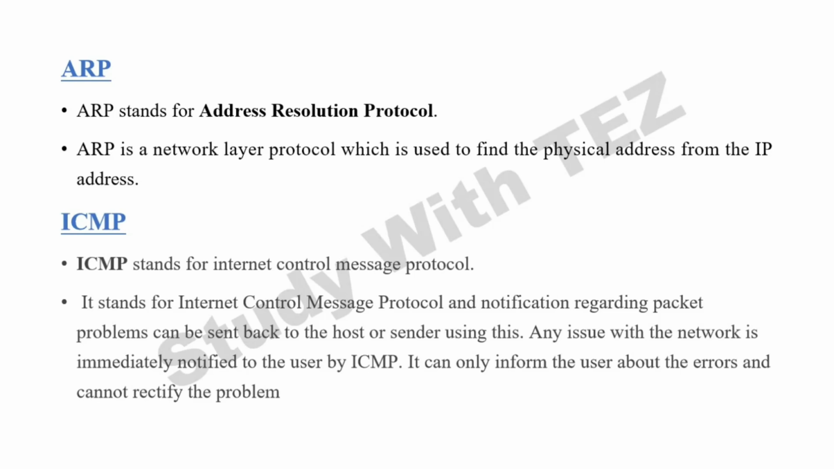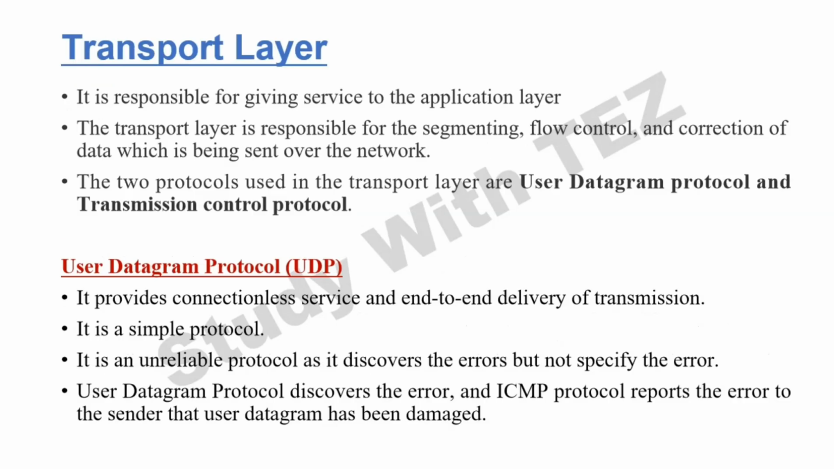Next is the transport layer protocol. Basically, it is the fourth layer, and it is responsible for giving services to the application layer, in which any lower layer provides services to the higher layers. The transport layer is responsible for segmenting, flow control, and the correction of data which has been sent over the network.